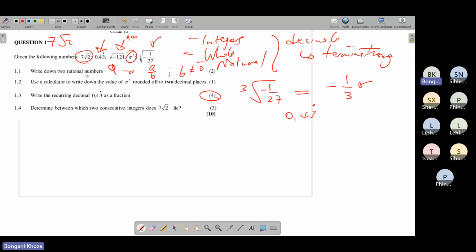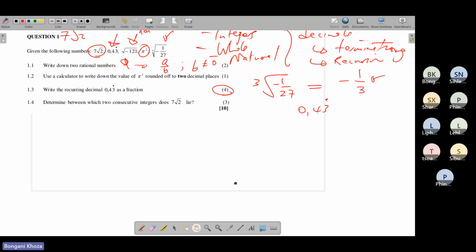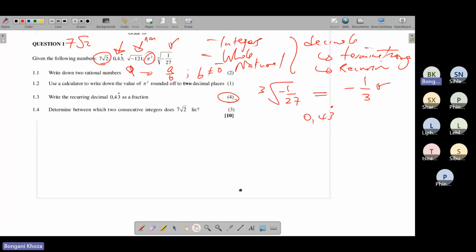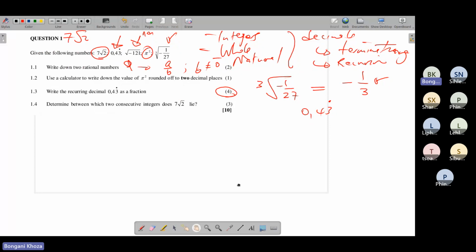So the only numbers that count as rational numbers are the ones that we are able to write as a fraction. We're saying those are integers, whole numbers, natural numbers, and decimals that are terminating, or we can also add recurring decimals, because we are able to write these as a fraction. Any questions there? So this work was covered earlier in the year, January, February type of thing. All right.